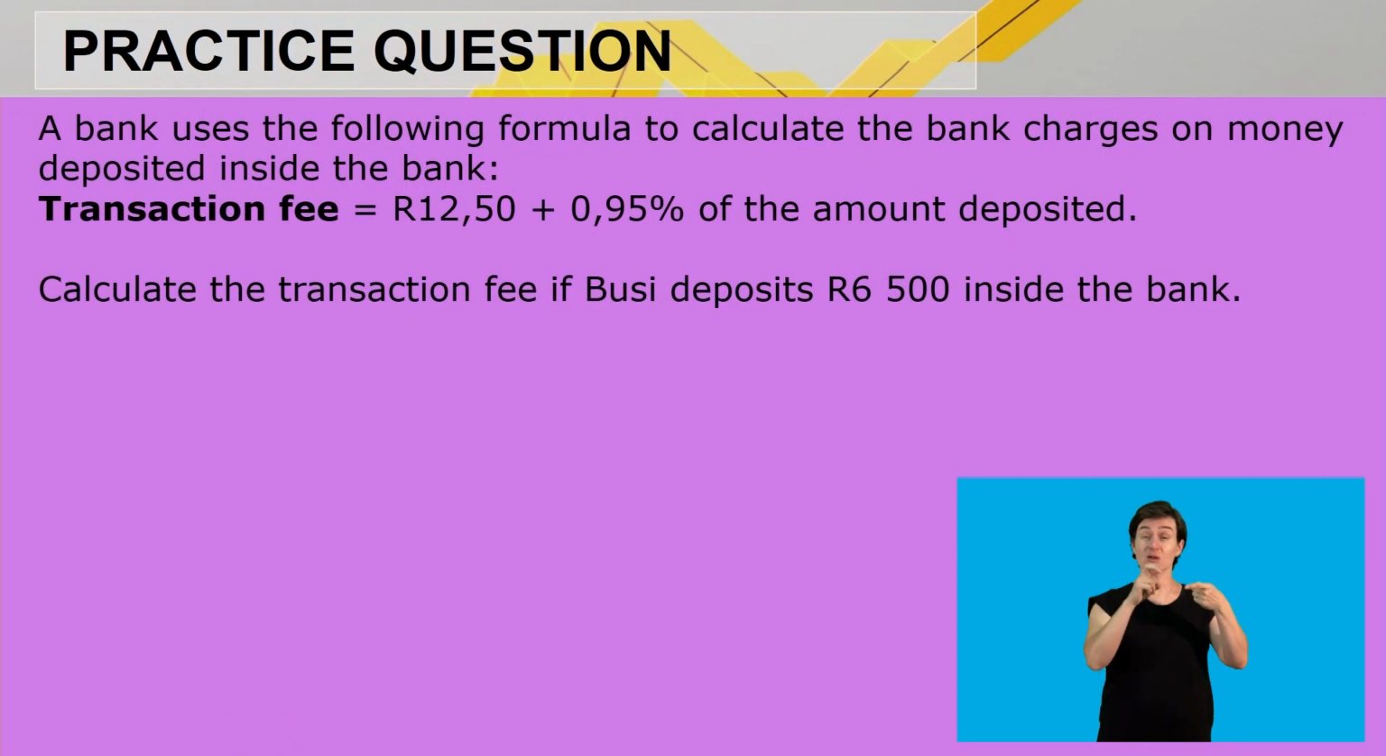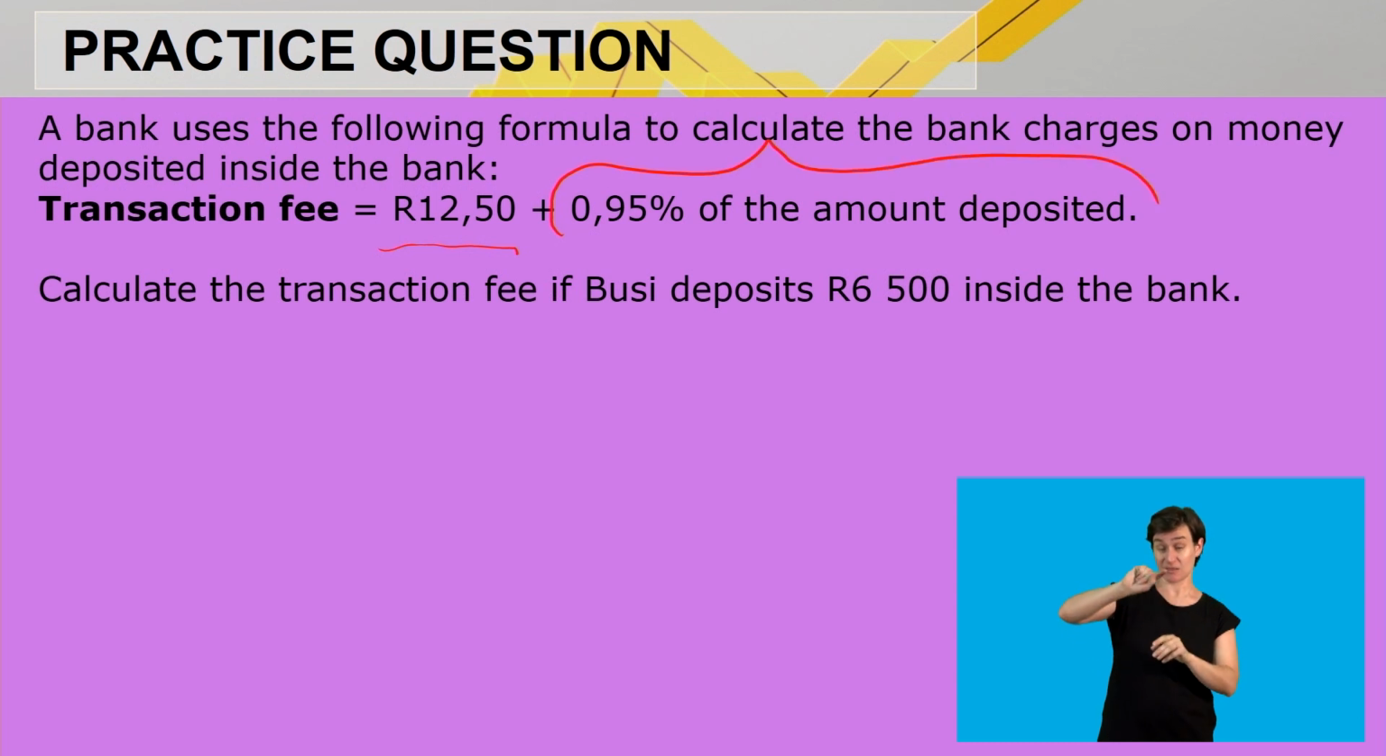A practice question. A bank uses the following formula to calculate the bank charges on money deposited inside the bank. It's R12.50 plus 0.95% of the amount deposited. So calculate the transaction fee if Boosie deposits 6,500 in the bank account. Now this is patterns and relationships.